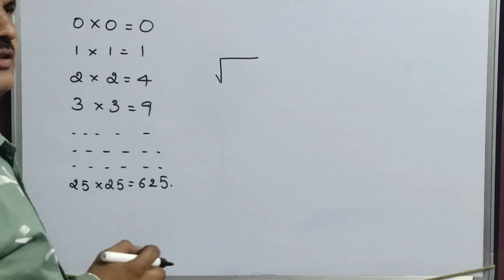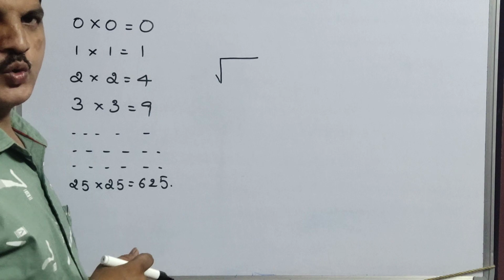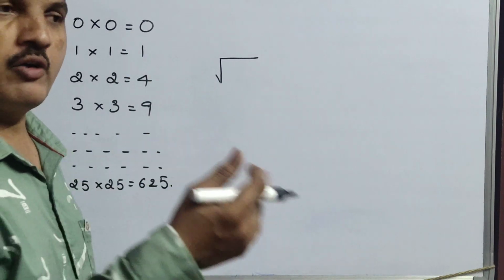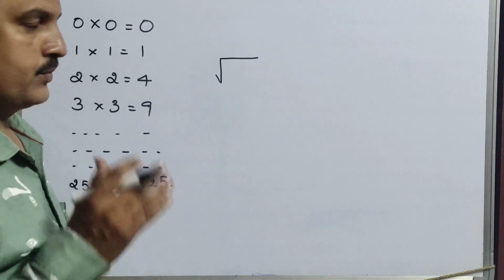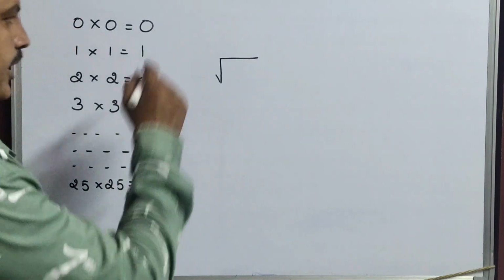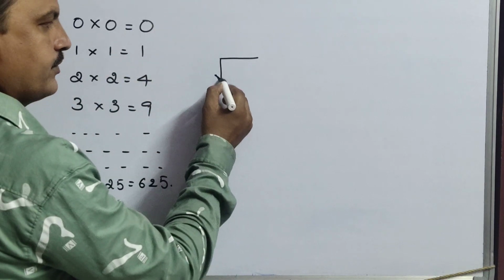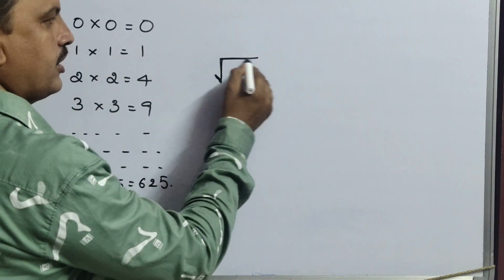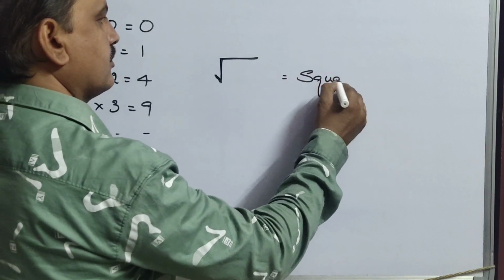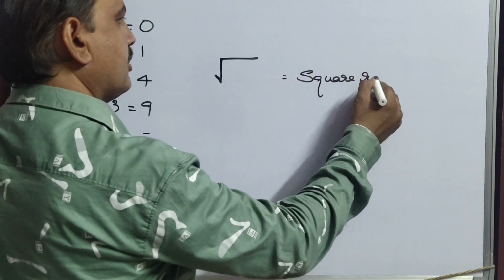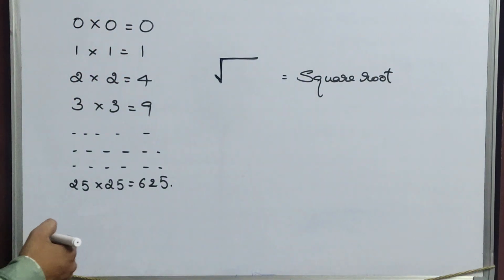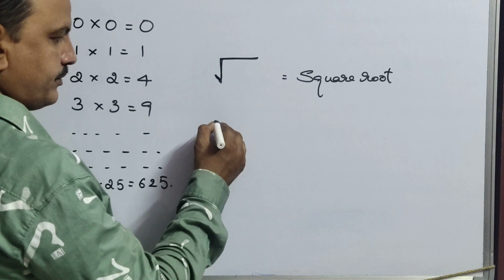There are many points to discuss about square roots, like which is not a perfect square, which is a square, and how you have to identify them. We will discuss all of those. But first you should know how to find the square root. Listen very carefully. This is the symbol for square root. Children, listen very carefully.